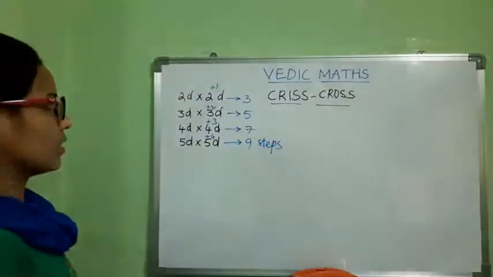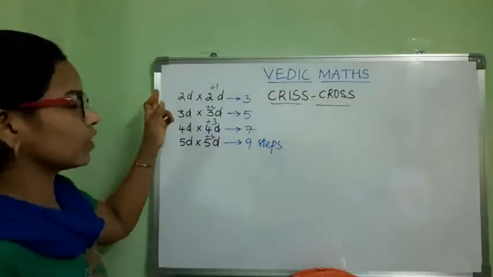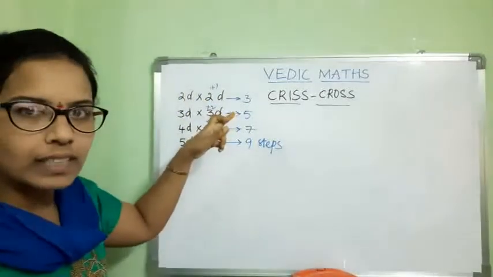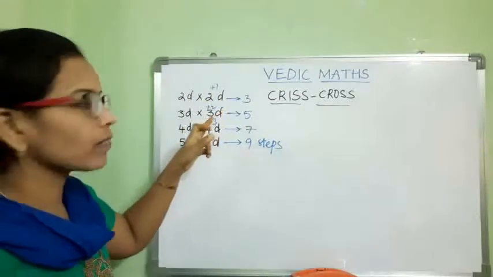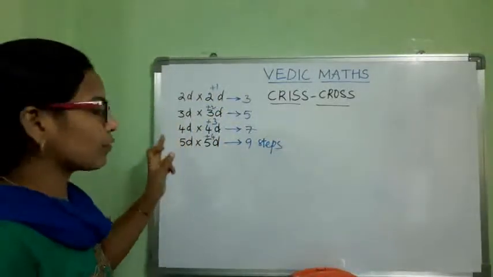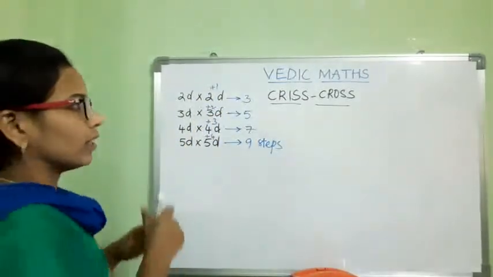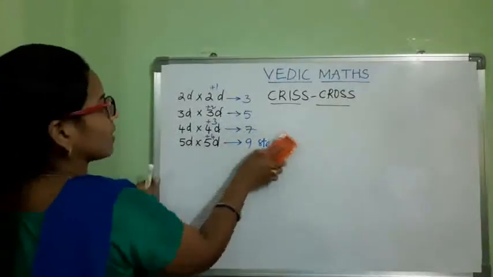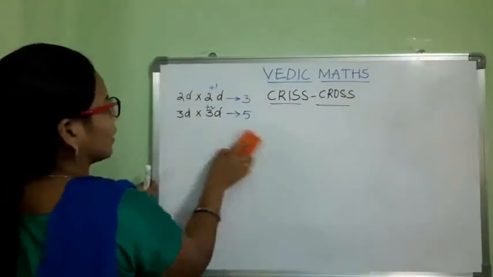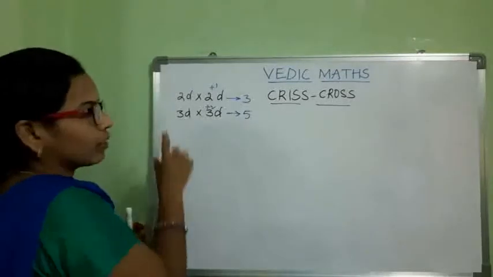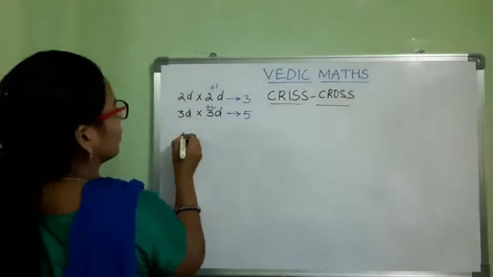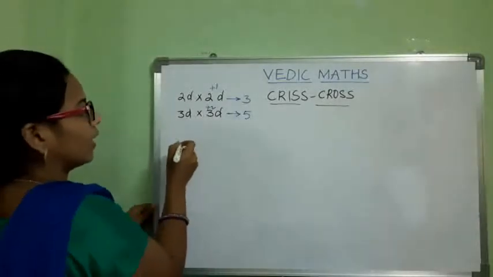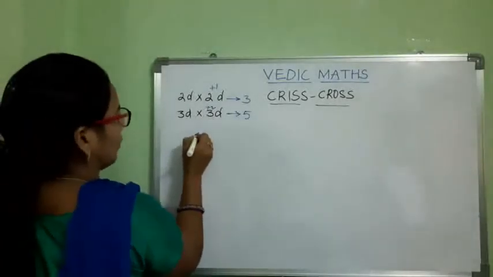Today we are going to do the multiplication of a 2-digit number with another 2-digit number, and also a 3-digit number with another 3-digit number. We will see the 4 digits and 5 digits in the next video, because it takes a lot of time. I will take a 2-digit number and another 2-digit number here.